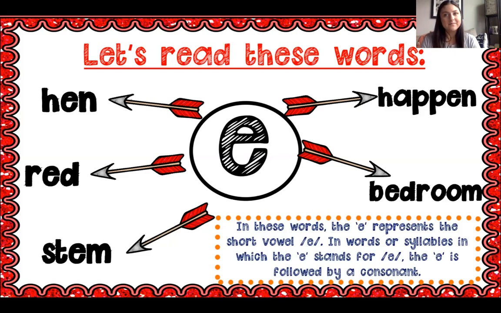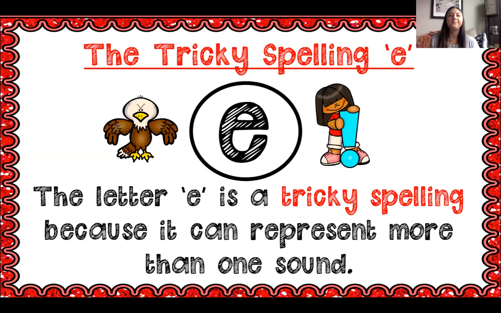Next one, I'm going to do the same thing. I'm going to chunk them up into 2 smaller words that I know how to read. Bed, room, bedroom. That helps us take that strategy, chunky monkey is what I like to call it, helps us take longer words and chunk them into parts that we can read. Okay. So now we're going to talk about the tricky spelling for E.